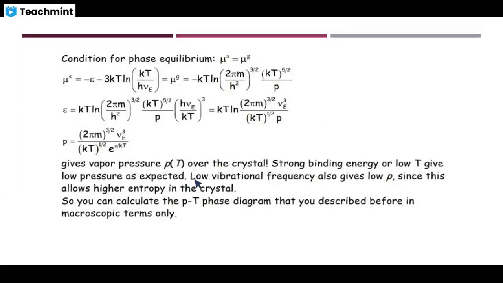This gives the vapor pressure of B over the crystal. Strong binding energy or low temperature gives low pressure, as expected. Low vibrational frequency also gives low pressure, since this allows high entropy in the crystal. So you can calculate the pressure-temperature phase diagram that you described before only in macroscopic terms. I think we went through the class very fast, and some of the terms you may not understand very well. If you take time and slowly go through these calculations, they are simple mathematics, so you can understand better.